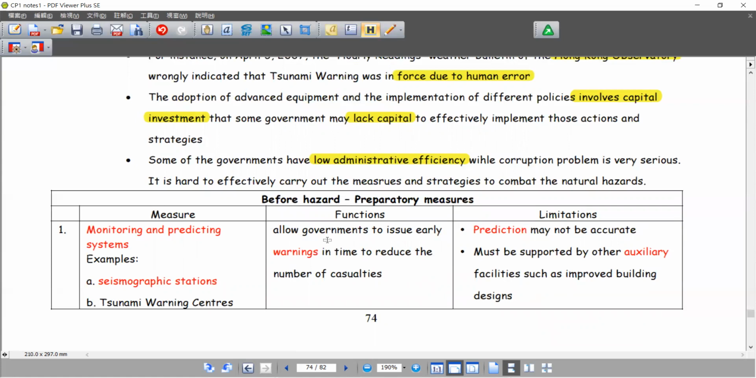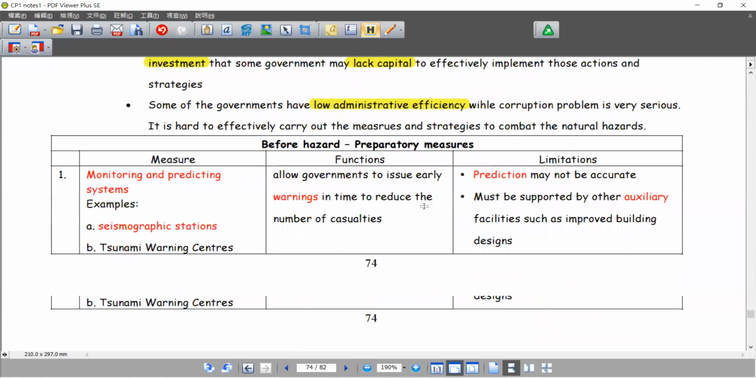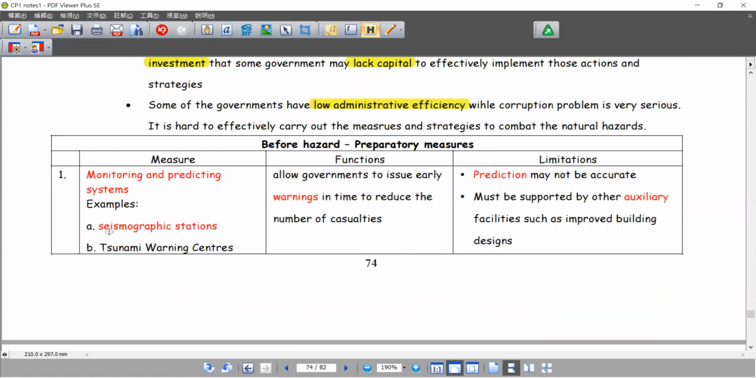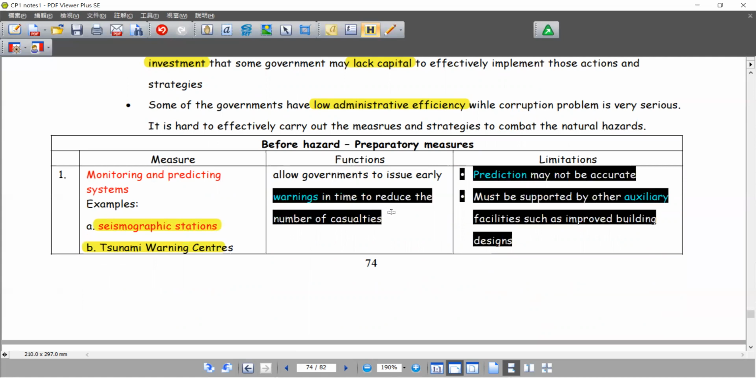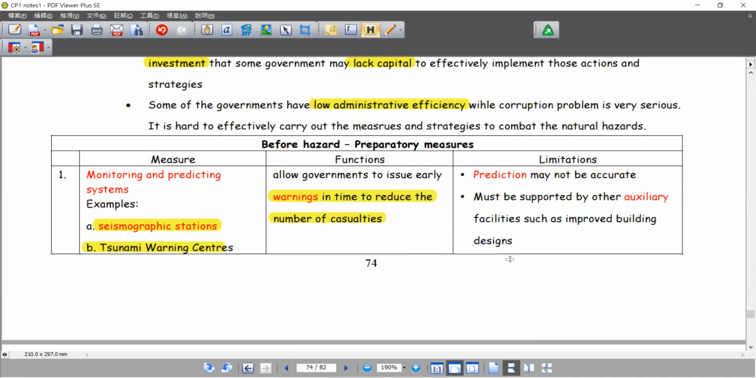So in the last part of your DBQ, you can make good use of this. Then you can elaborate more. For example, for those monitoring systems, it is good to raise the alertness of the people and reduce the number of casualties, and the people can leave early accordingly. But the prediction may not be accurate. Then we also need other auxiliary services, just like land use planning.